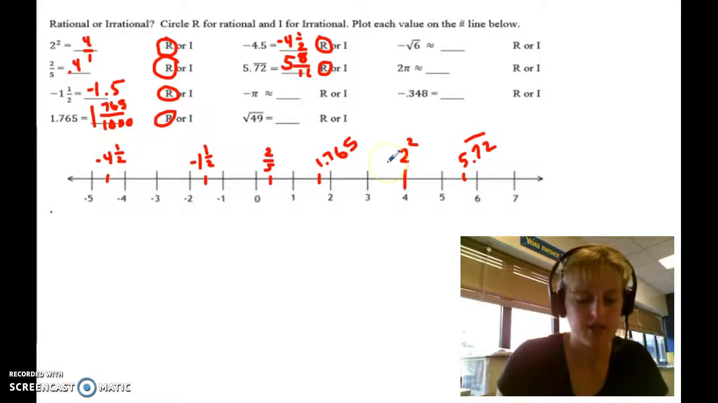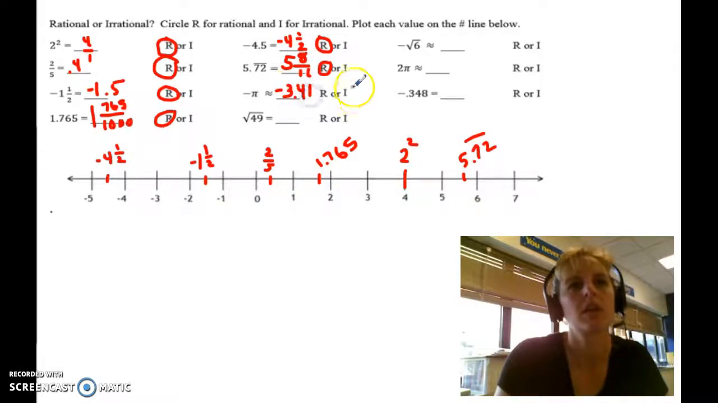-pi, remember, has the value of approximately 3.14, so this is just -3.14. And again, pi is irrational, so -pi is going to be located about down here. Square root of 49, remember, 7 times 7. You need to know what number times itself gives you 49. This is a rational value because any whole number can be placed with a 1 underneath it. So let's write this as the square root of 49 so it matches the problem that we had.